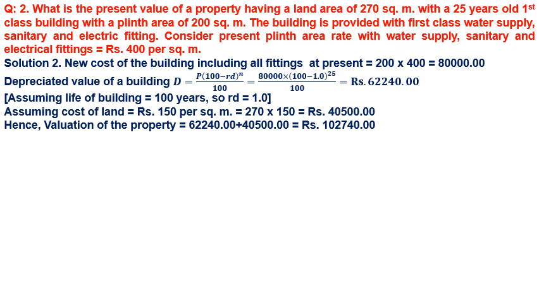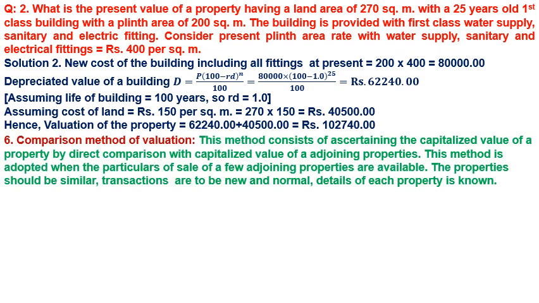Now the depreciation value of a building. We assume the life of the building as 100 years, so the RD value is 1. Therefore the depreciation value of the building is 62,240 rupees. And again, if we assume the cost of land per square meter as 150, the cost of land comes out to be 40,500 rupees. Hence the valuation of the property is depreciation value plus cost of land, that is 102,740 rupees.